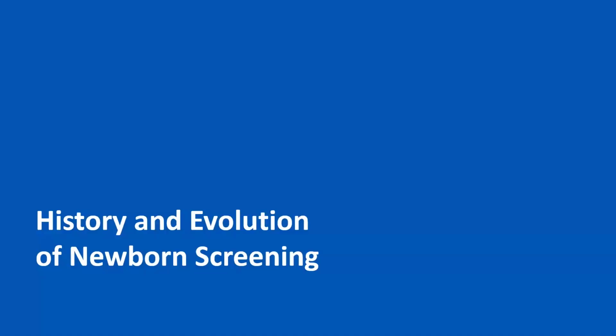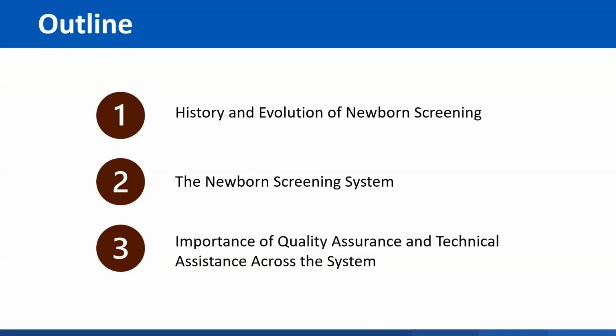Back to the outline. So the outline for today, we're going to separate the session into three parts. First, I'll start by talking about the history and the evolution of newborn screening. From there, we're going to discuss the newborn screening system and the multiple processes and partners that must come together to make this work. And from there, we will end with a discussion about the importance of quality assurance and technical assistance across the entire system.